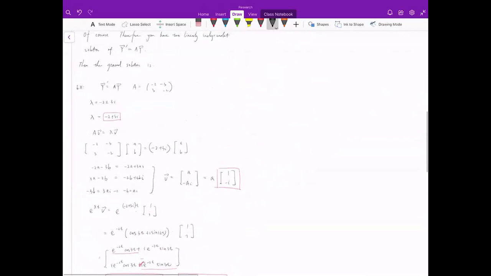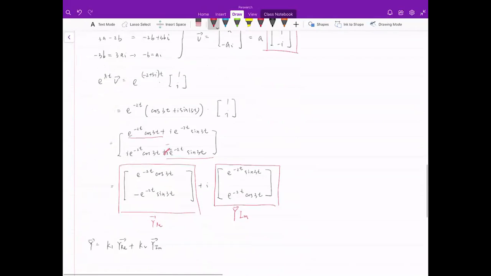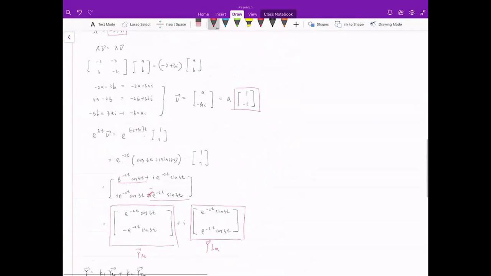That's the whole example, but therefore now I can put in here that y equals k1 y1 plus k2 y2, y imaginary. Here you take all possible linear combinations of them. All right.